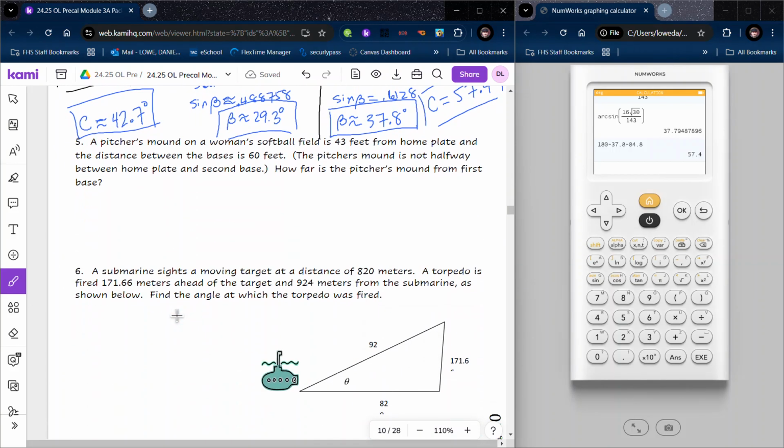All right, continuing. We have a word problem that has a pitcher's mound on a women's softball field is 43 feet from home plate, and the distance between the bases is 60 feet. The pitcher's mound is not halfway between home and second. How far is the pitcher's mound from first base? So let's draw out our situation. So we have a pitcher's mound. We have home plate.